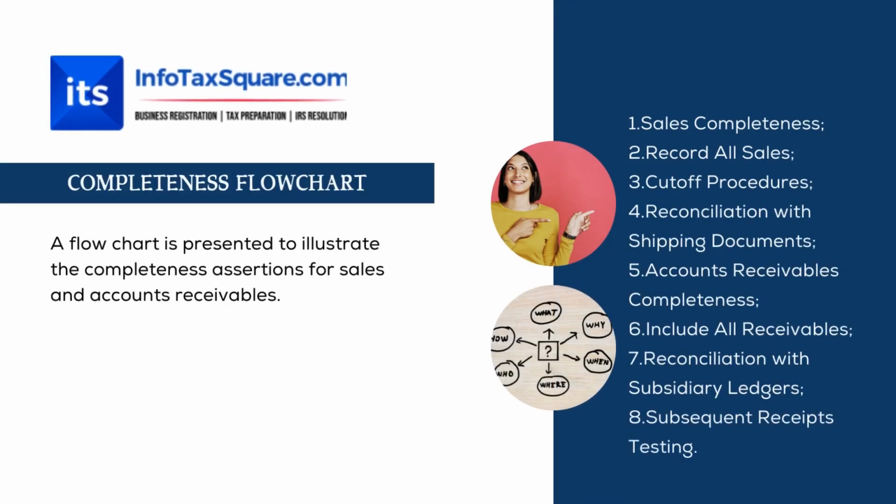Completeness flowchart. A flowchart is presented to illustrate the completeness assertions for sales and accounts receivables. 1. Sales completeness. 2. Record all sales. 3. Cut-off procedures. 4. Reconciliation with shipping documents. 5. Accounts receivables completeness. 6. Include all receivables. 7. Reconciliation with subsidiary ledgers. 8. Subsequent receipts testing.